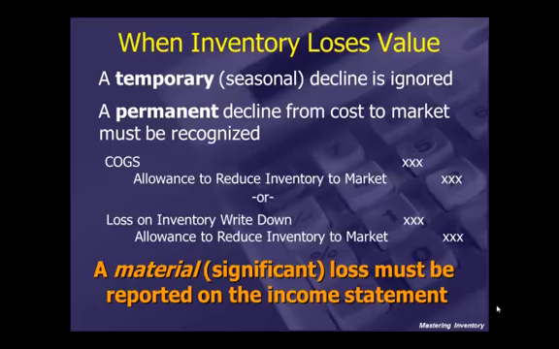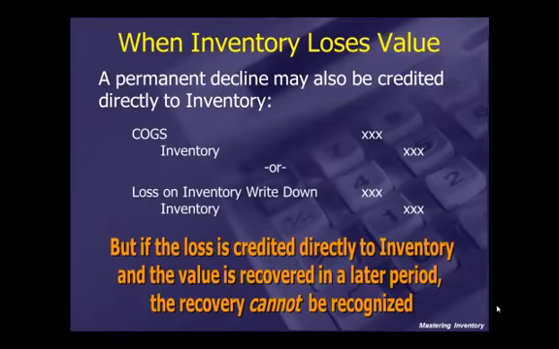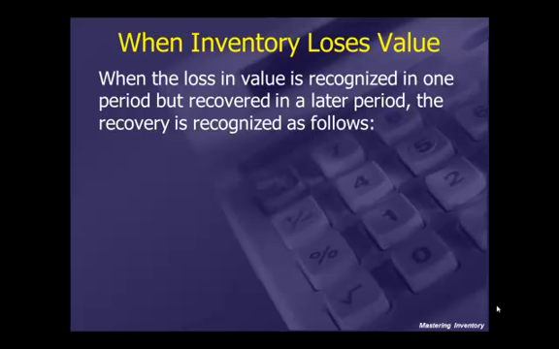A material significant loss must be reported on the income statement. A permanent decline may also be credited directly to inventory. So we could do this. We could debit cost of goods sold, credit inventory, or we could debit that account, loss on inventory write down, and credit inventory. If the loss is credited directly to inventory and the value is recovered in a later period, the recovery cannot be recognized because it's become absorbed in the inventory account.